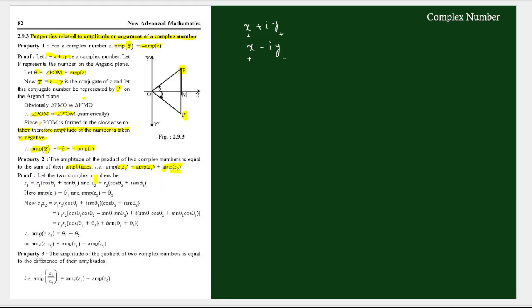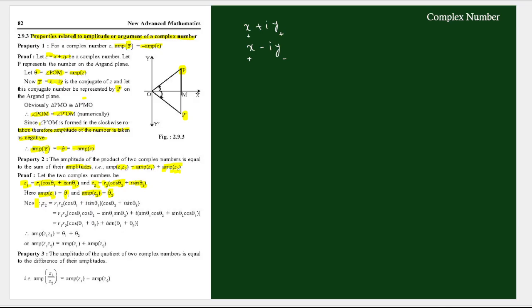So let the two complex numbers be z1. This is in trigonometric form or polar form: r1 (cos theta 1 + i sin theta 1). That is the first complex number. For the second complex number, r2 is the amplitude, the distance, and it is r2 (cos theta 2 + i sin theta 2). Here the amplitude of z1 is theta 1 and the amplitude of z2 is theta 2.